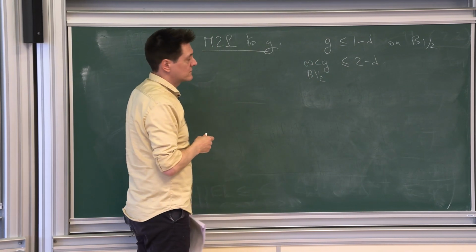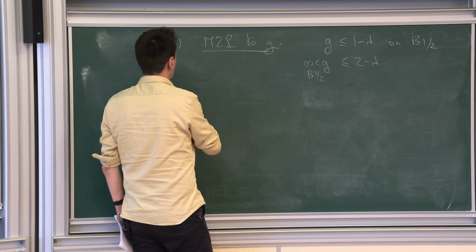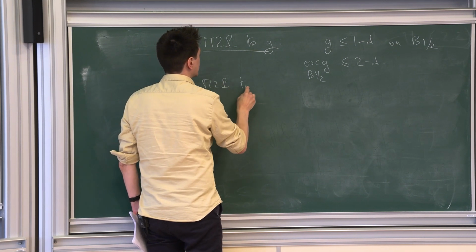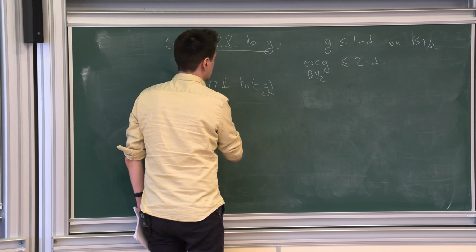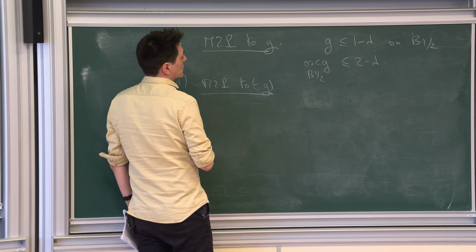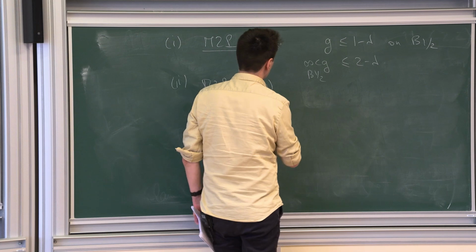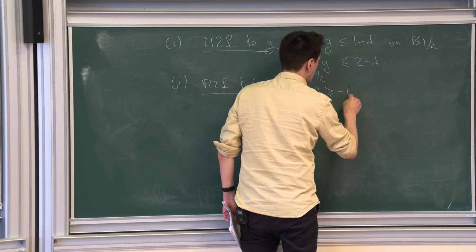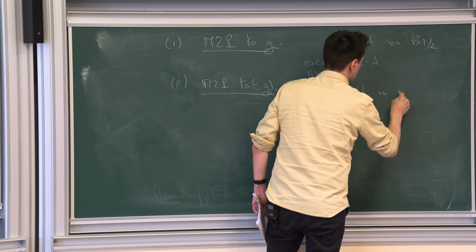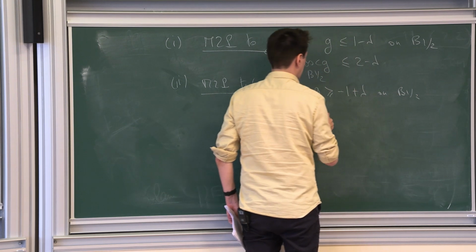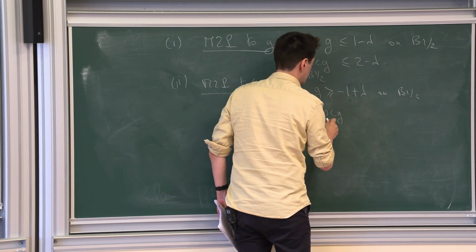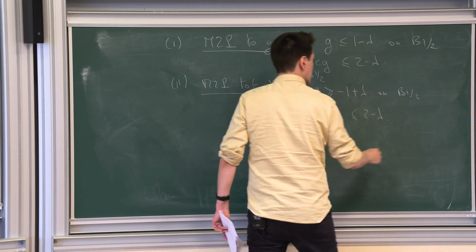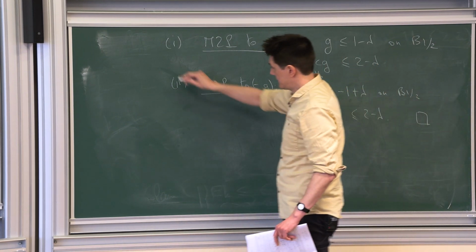So it's reduced strictly. And in the second case, you apply your measure to pointwise estimate to minus G, which is now also a subsolution. And you get that G is greater than minus 1 plus lambda on B1 half. And therefore, again, the oscillation of G is decreased. Okay, so that's just this.